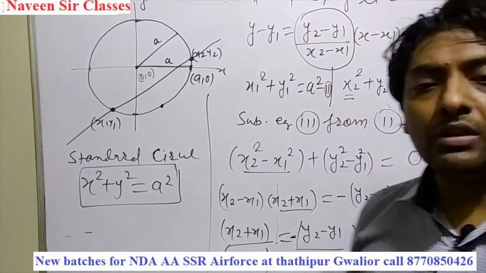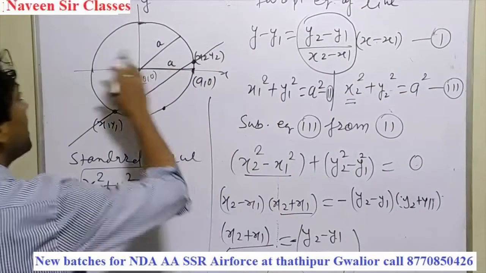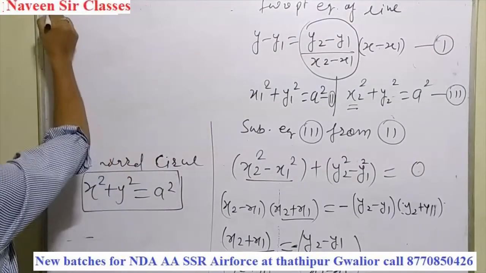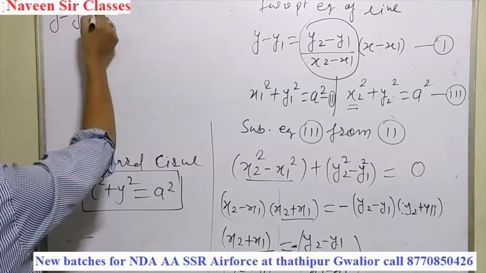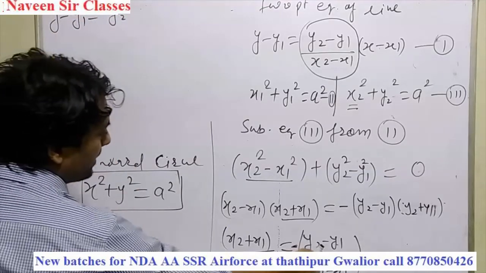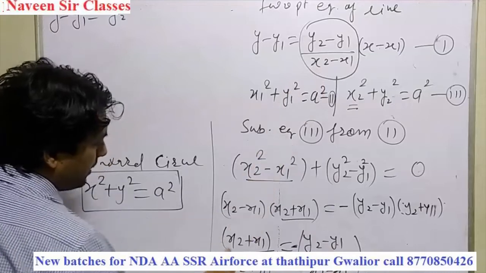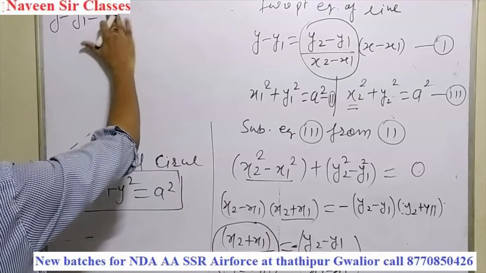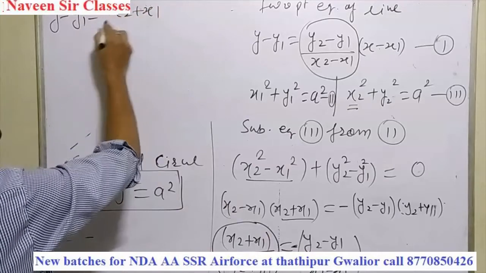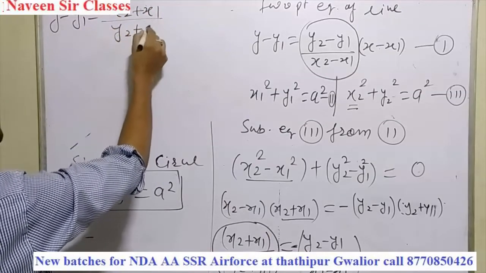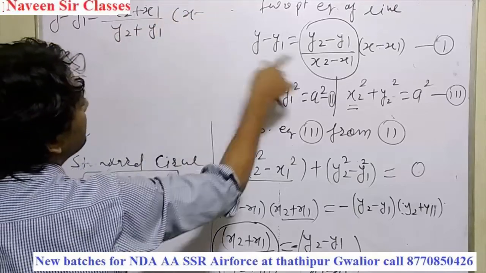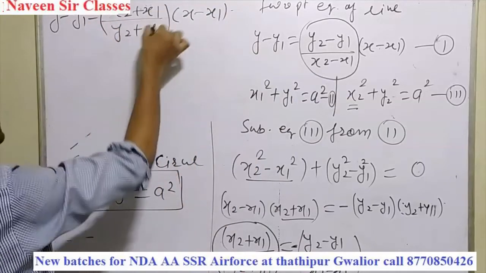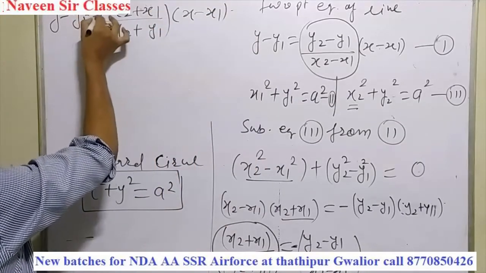Clear? So we will get another equation, and the equation would be y minus y1 equal to y2 minus y1 upon x2 minus x1, x minus x1. We are substituting this one, so it would be minus x2 plus x1 upon y2 plus y1 and x minus x1, with this minus this one.